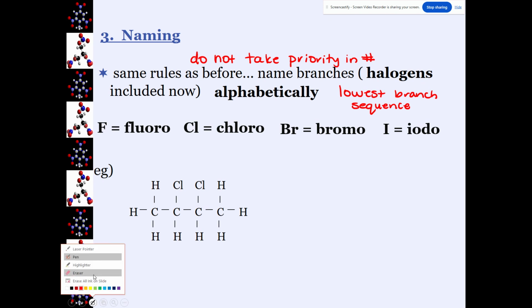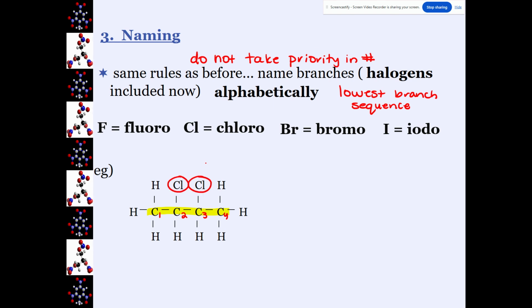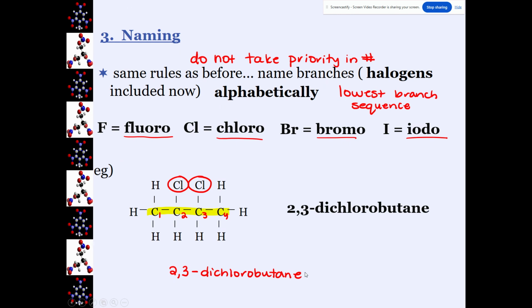So if I were to find my parent chain, there's my longest continuous chain. That's just an alkane, a halogenated alkane, okay? So I'm going to number it so that these branches, the only branches, get the lowest number. These branch names are fluoro, chloro, bromo, and iodo, okay? So I have 2,3-dichloro, because there's two of them, and my parent is butane. Okay, so I basically follow my parent chain for naming rules. This is an alkane, so I follow my alkane names, which is lowest branch sequence.